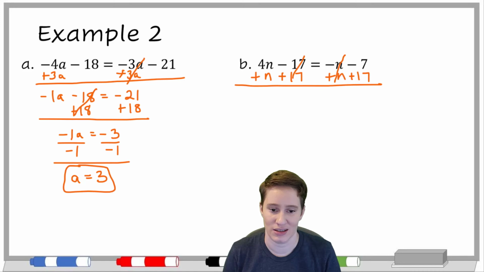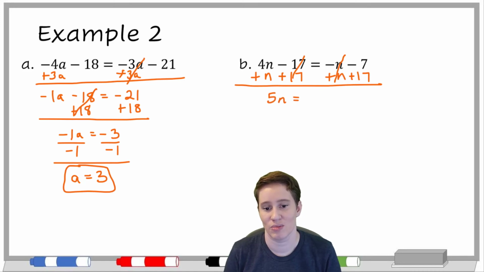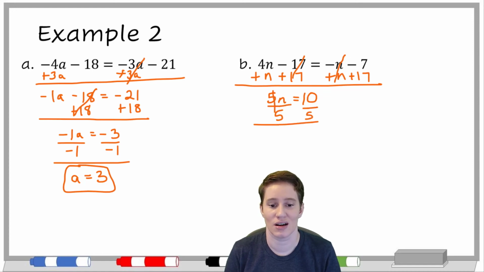All right, so 4n plus 1n is 5n. And negative 7 plus 17 is 10. And then we're just left to divide by 5. And it's actually really cool when we combine those steps, because it makes it feel like a lot shorter problem, I think.